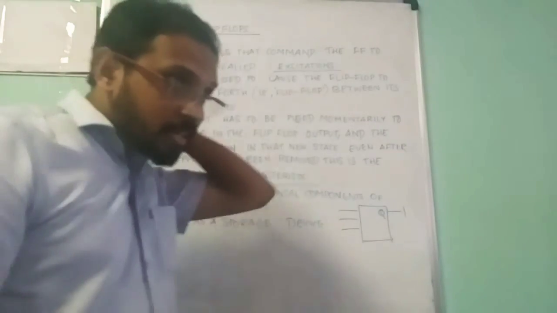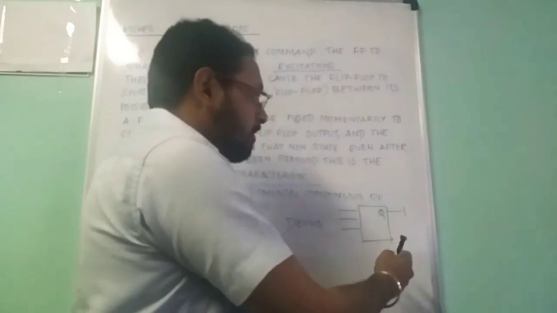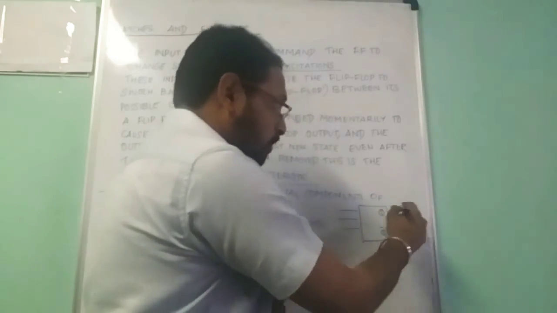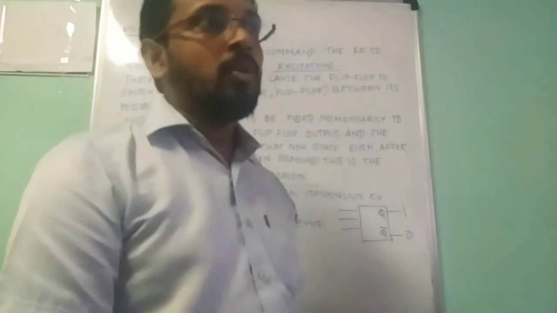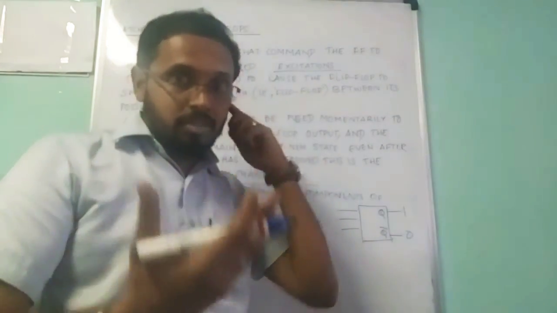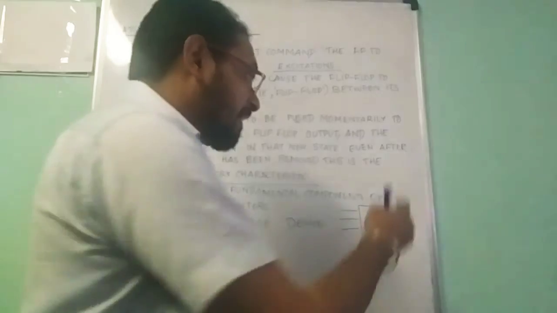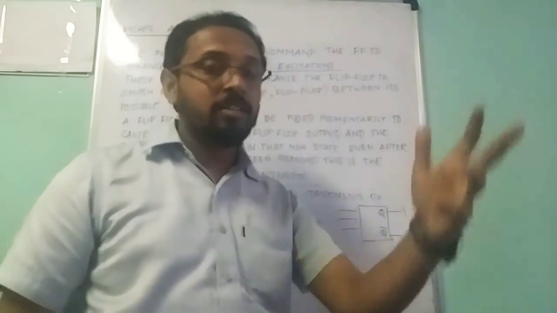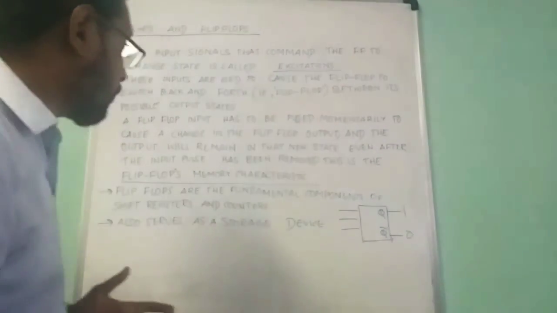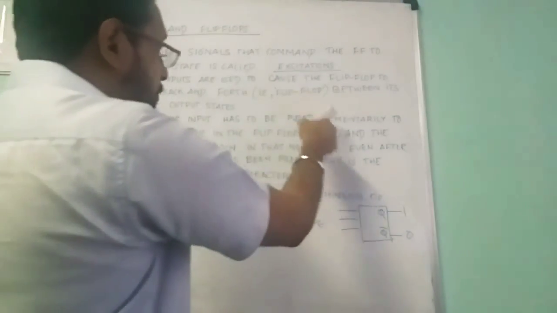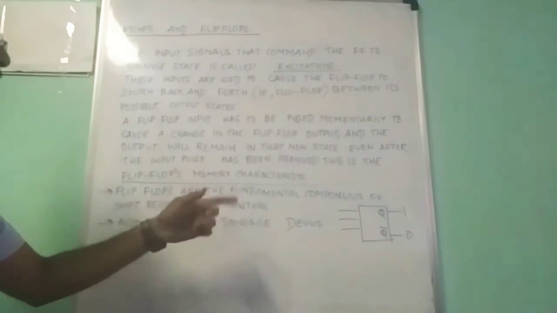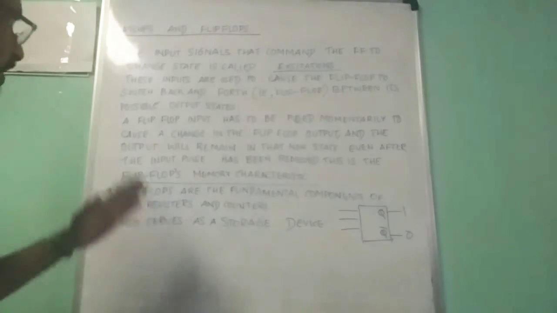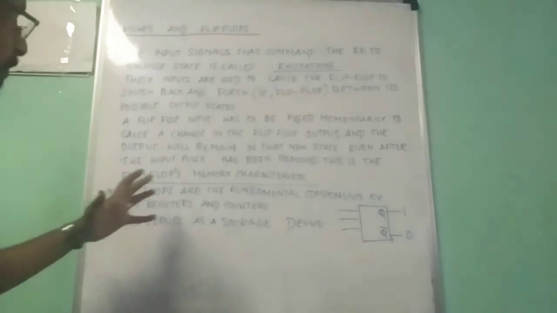Once, based on the input or the pulse we received, Q value becomes 0 and Q bar becomes 1, or the other way around. Now, it's based on a pulse. Even after the pulse is removed, it can remain in that particular state. That is another specialty or memory characteristic of a flip-flop. A flip-flop input has to be pulsed momentarily to cause a change in the flip-flop output, and the output will remain in that new state even after the input pulse has been removed. This is the flip-flop's memory characteristic.